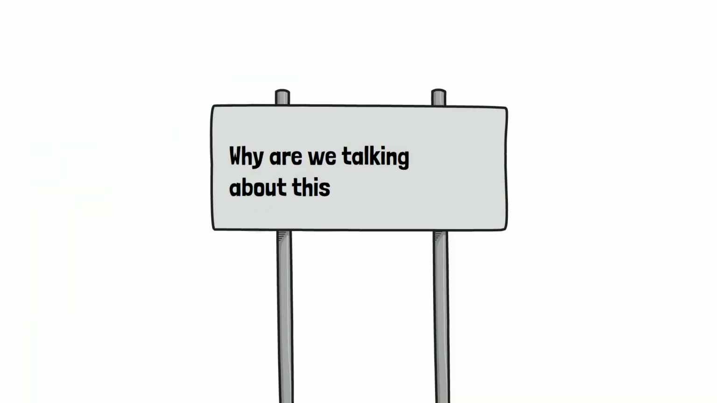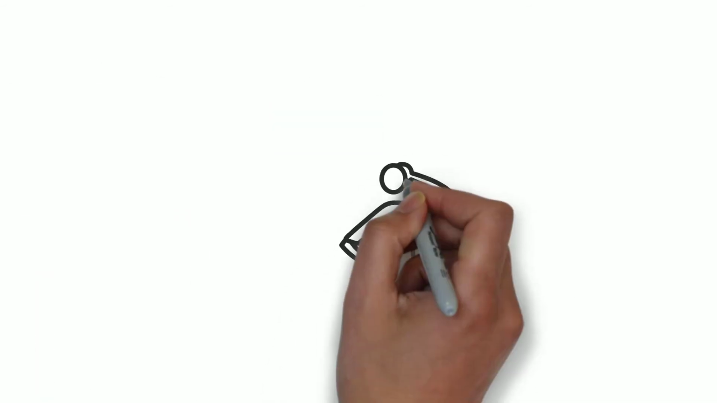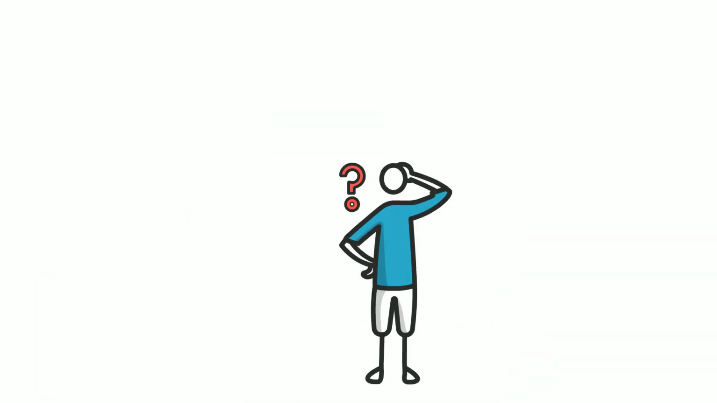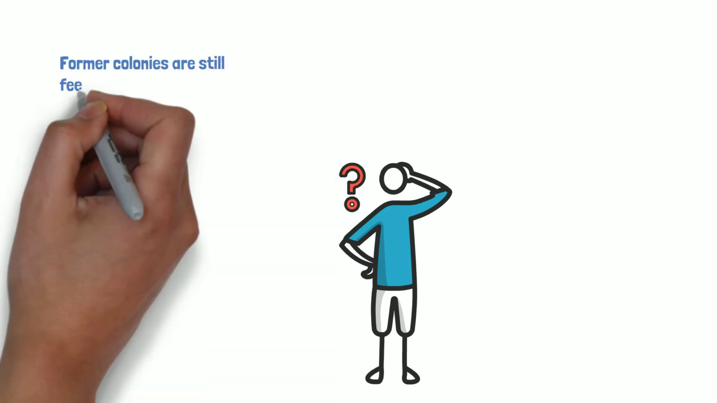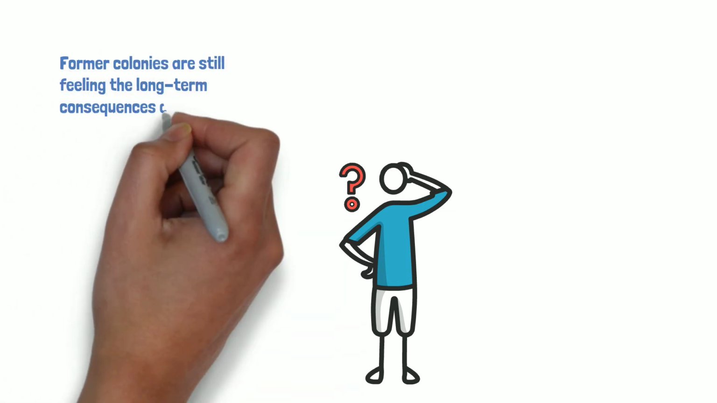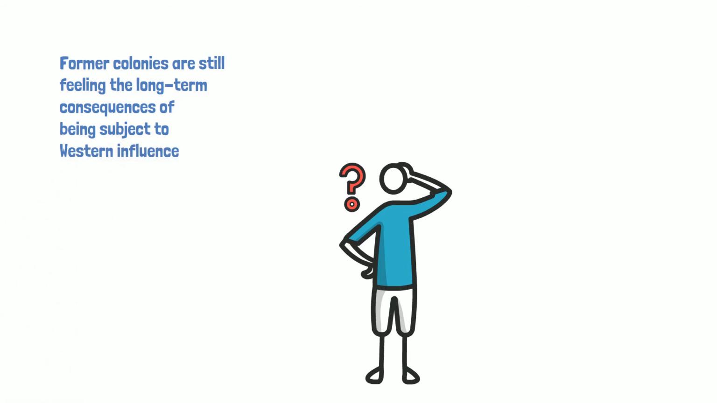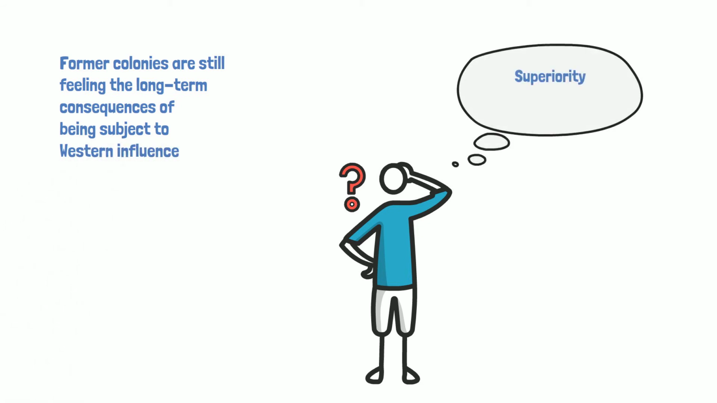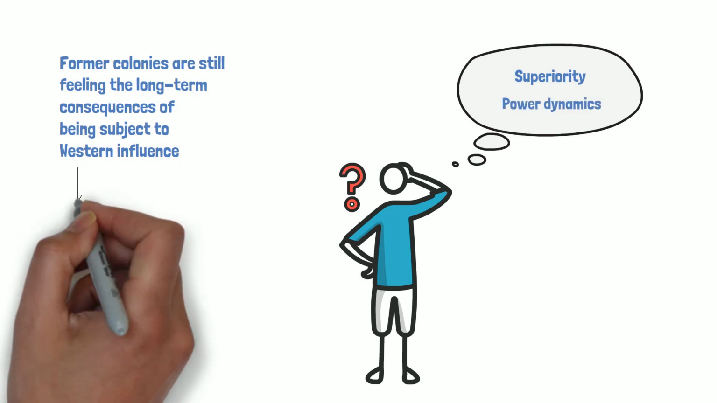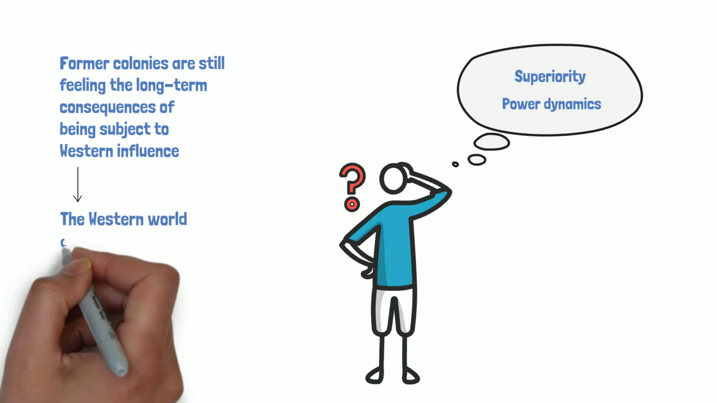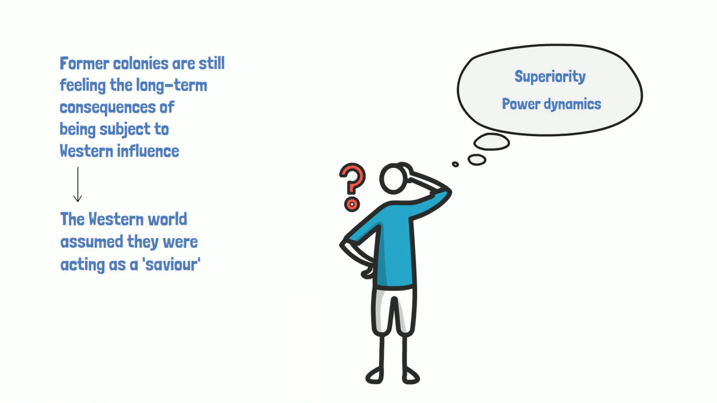Why are we talking about this? It is vital to think about all these things when working in global development today. Many former colonies are still feeling the long-term consequences of being subject to Western influence, due to this notion of superiority and the apparent power dynamics. Throughout colonization, the Western world assumed they were acting as a savior to developing countries, but actually, they stunted development.